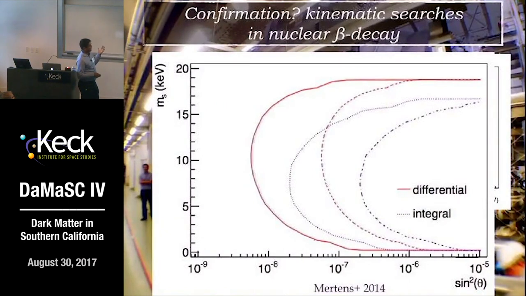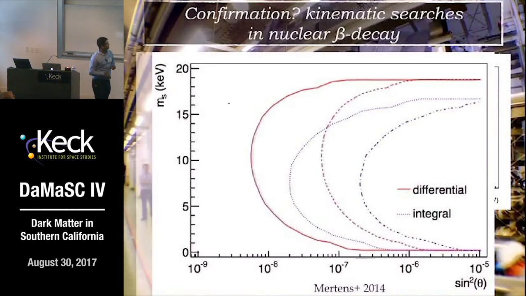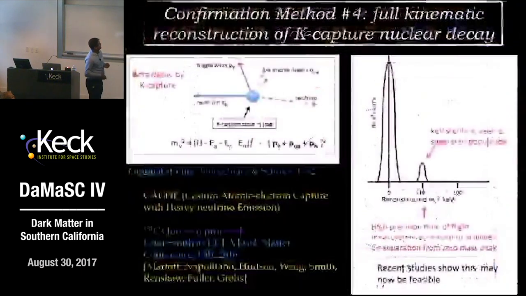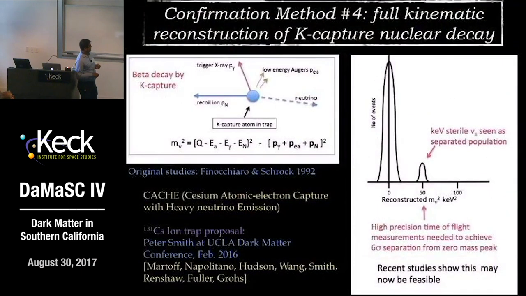Now, that mixing angle is dependent on the thermal history of the universe. So if you have some kind of strange thermal history, you could actually get a sterile neutrino with this big of a mixing angle. Although it's interesting just to look, to see what you're going to see. Last but not least, there's a UCLA, so this is SoCal, a UCLA proposal for cesium that could actually trap cesium, which is a K-capture nucleus, and then you kinematically reconstruct everything coming out of here, including the X-ray photon, the recoil nucleus and low-energy Auger electrons, to kinematically reconstruct the effect of a sterile neutrino.